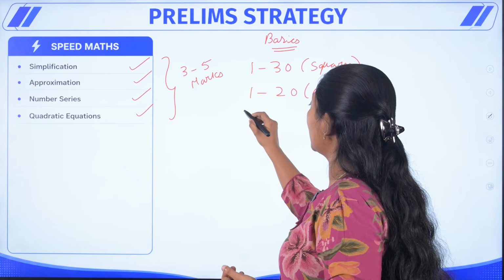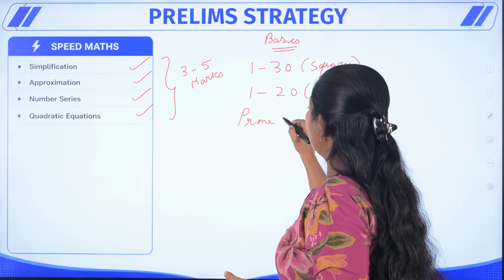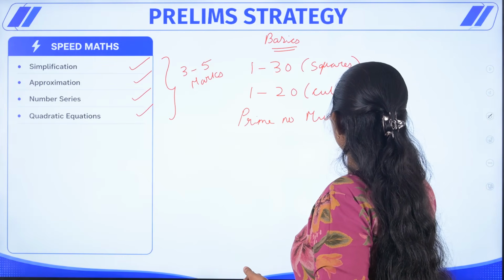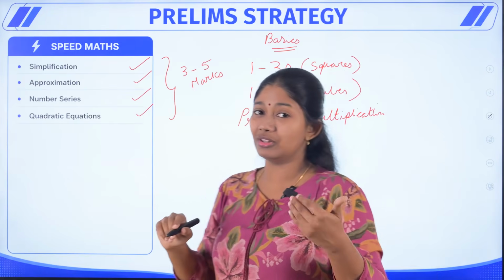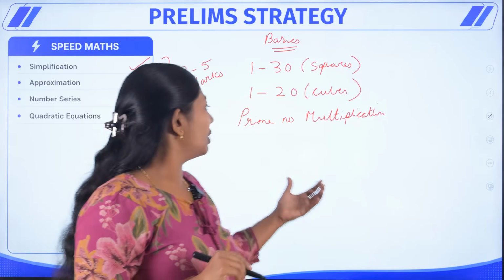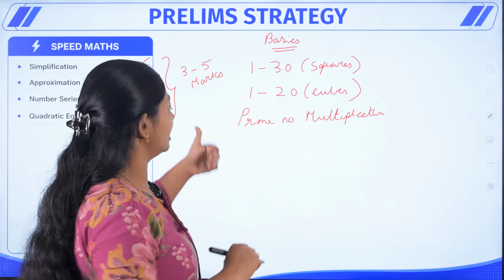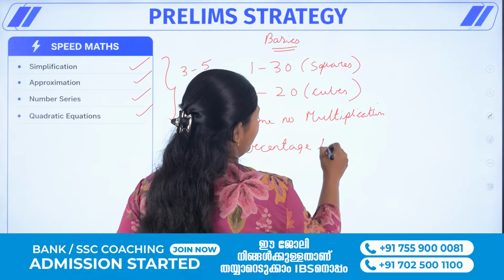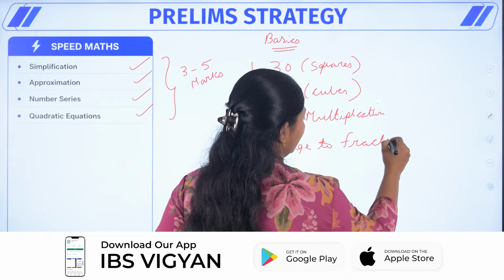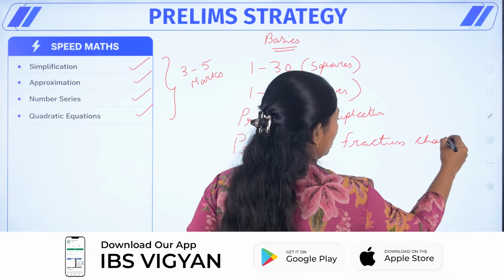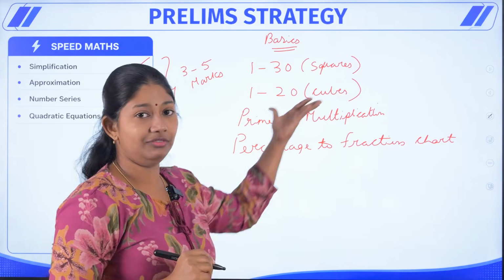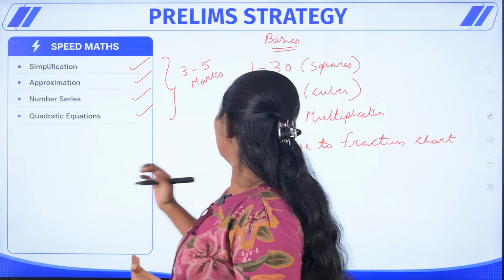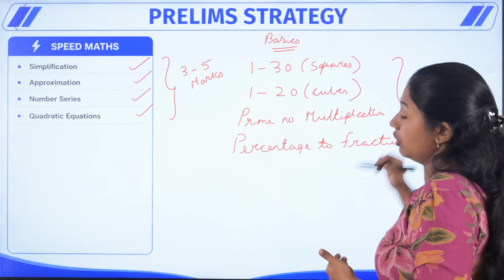Then you have to know prime numbers multiplication. So as we know, 13, 19, 17, 23, all these are having tricks, 19 trick and all. So you have to know prime number multiplication. Then the next thing is percentage to fraction conversion, the percentage to fraction chart. All these are mandatory because if you know all these things, then approximation, simplification becomes easy. So these are the main points you have to cover in your basics.